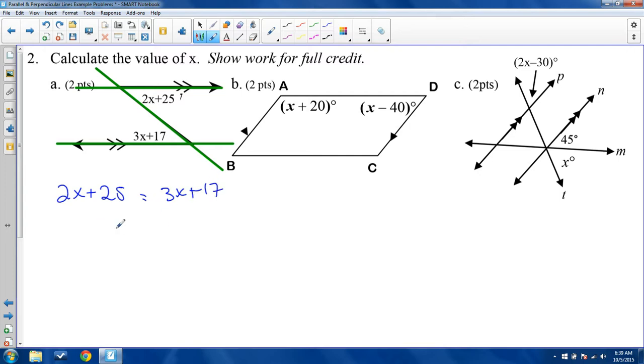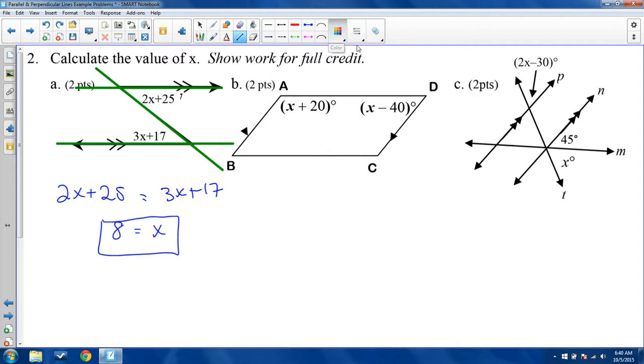And you use algebra to solve the rest of it. You'll get x equals 8. I subtracted 2x from this side, subtracted 17 from this side, and x equals 8. Now, it does not ask you to find the angle measure, but if you plugged either of them in, you'd get the same angle measure because they are congruent.